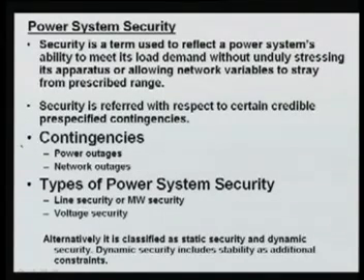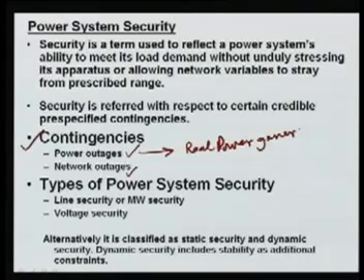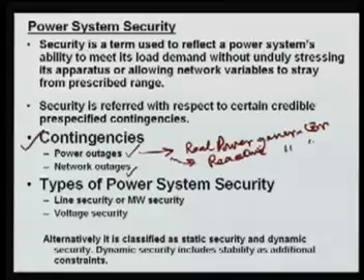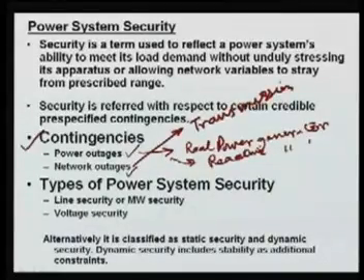Contingencies can be power outages or network outages. Power outages are nothing but outages of real power generators and any reactive power sources. Network outages are nothing but outages of a transmission line or it may be transformers. So these are basically the contingencies.